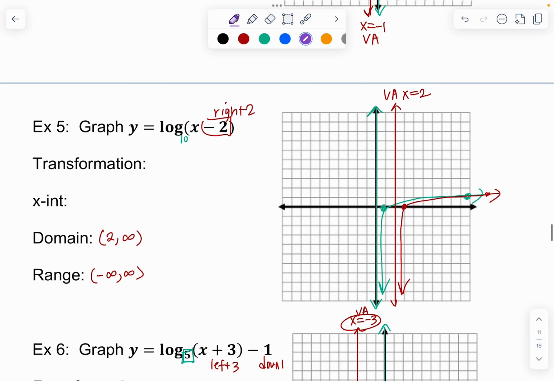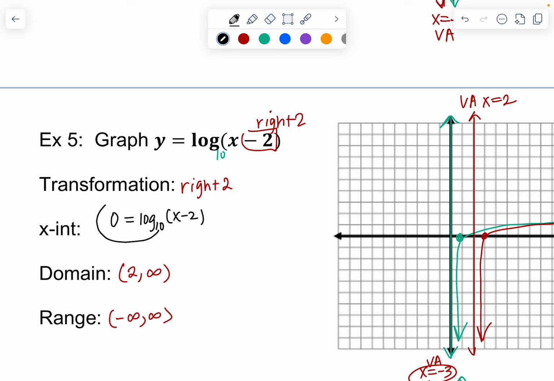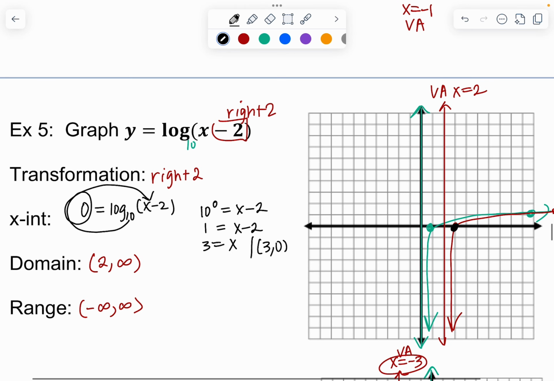Okay, and then for this next one, forgot to write the right 2. Plugging in 0 for the y, log base 10 of (x minus 2). And so there's nothing to isolate here. Our log is already by itself, so we're ready to convert. 10 to the 0 power equals x minus 2. Anything to the 0 power is 1. Add 2 to both sides, we get x equals 3. So our x-intercept is (3, 0), and that was on our graph. So that was pretty much unnecessary, but it's good to check.